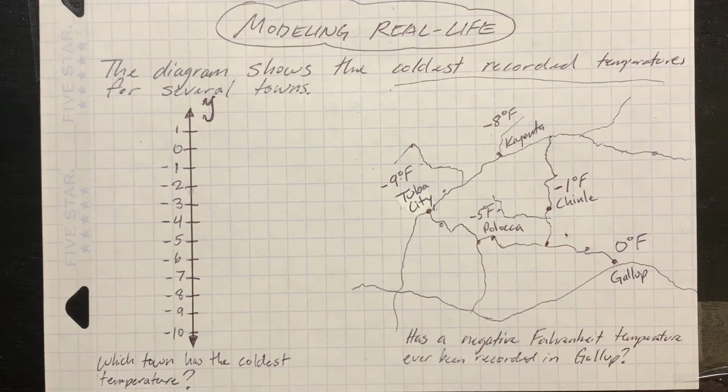Again, this example did have a different example in the book. I'm using the same numbers, but it gave us the state of Virginia. Not many of us know the state of Virginia, so I'm trying to make it relevant to where we live geographically. Now, we're asked which town has the coldest temperature, and also has a negative Fahrenheit temperature ever been recorded in Gallup. All right, so let's go and graph these temperatures first.